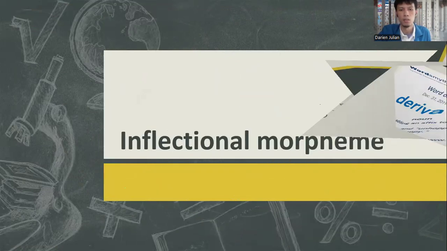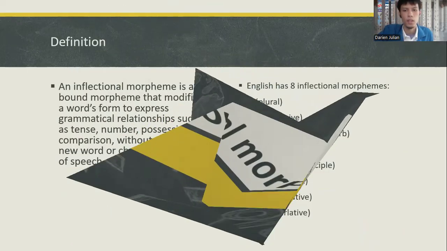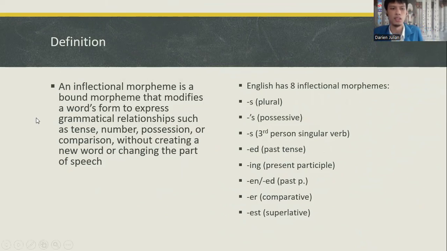Next is inflectional morpheme. An inflectional morpheme is a bound morpheme that modifies a word's form to express grammatical relationships such as tense, number, possession, or comparison, without creating a new word or changing the part of speech. English has 8 inflectional morphemes: s as plural, 's as possessive, s as third person singular verb, ed past tense, ing present participle, en or ed past participle, er comparative, est superlative.